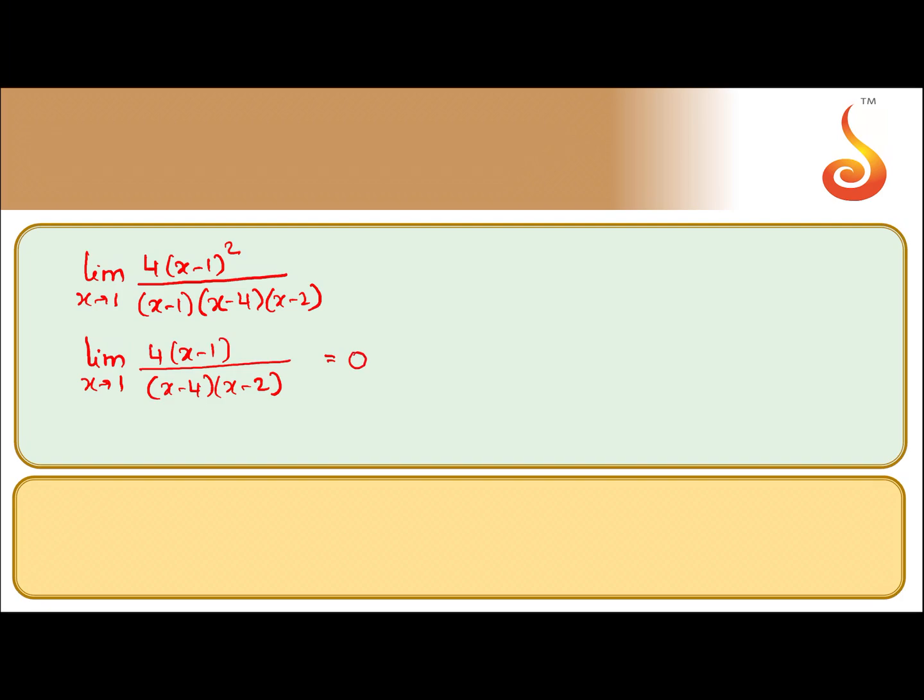So the main important part in limit is that it should not be in 0 by 0 form. You must get a finite value. So x minus 1 is there in the denominator, that we have to remove. So it is by the help of the expansion and the factorization. So numerator we got 4 into x minus 1 whole square, and denominator x minus 1 is there. So one x minus 1 term will cancel. We get 4 into x minus 1 divided by x minus 4 into x minus 2, which results as 0.